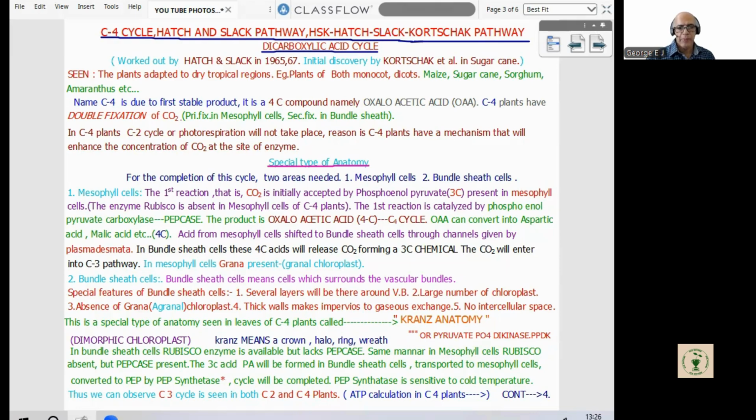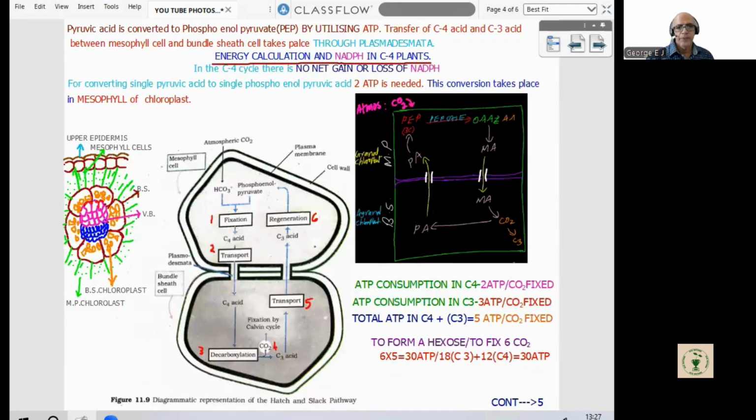The initial enzyme is PEP case. The first product is oxaloacetic acid, 4 carbon. Then grana are present in the mesophyll cell, granal chloroplast. Then we entered into the bundle sheath cell. Features of the bundle sheath cell, Kranz anatomy, adaptation, and in the bundle sheath cell, grana absent, agranal chloroplast. After that, we entered into the reaction. For that, I think it is better to show this diagram. Then after that, we entered into energy calculation in C4.